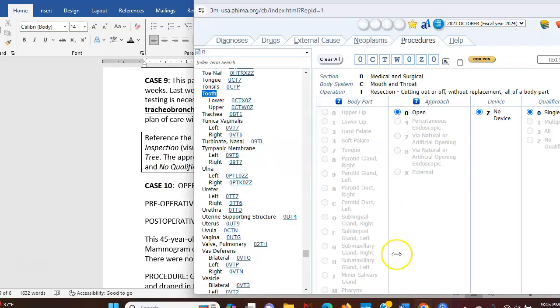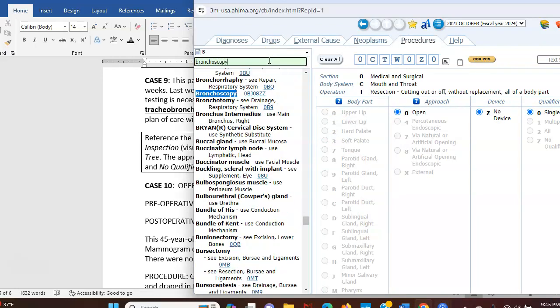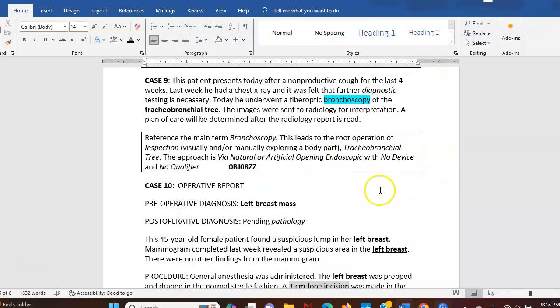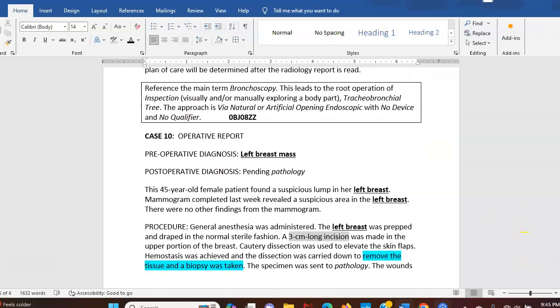Let's check this out. So let's do bronchoscopy. It looks like it gives us the whole code actually, but we're still supposed to check with the table just to ensure. Tracheal bronchial tree, natural, artificial, endoscopic. Okay, yep. So that's our full code there. That one was pretty simple.